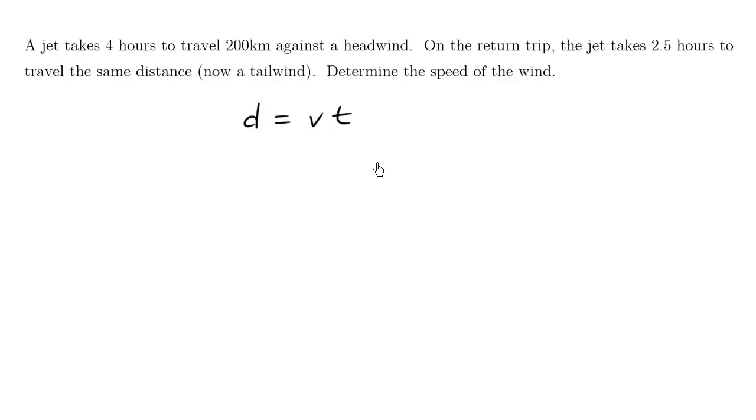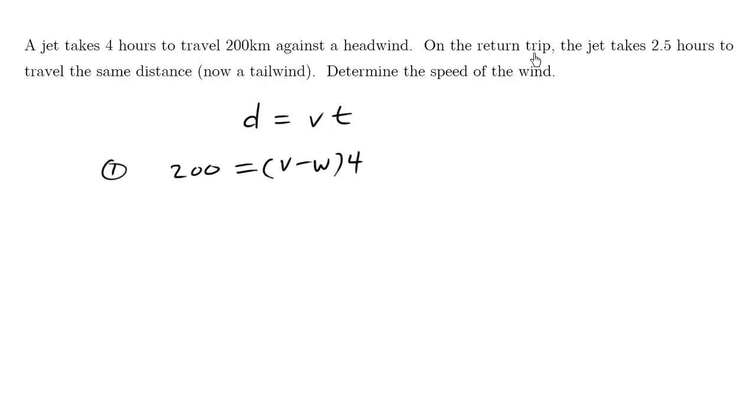A jet takes 4 hours, so t here is 4, to travel 200 kilometers, so the distance here is 200, against the headwind. The key idea is understanding that a headwind is in your face, it slows you down. So it's going to be v minus wind, whereas a tailwind would push you along faster. So this is our first equation.